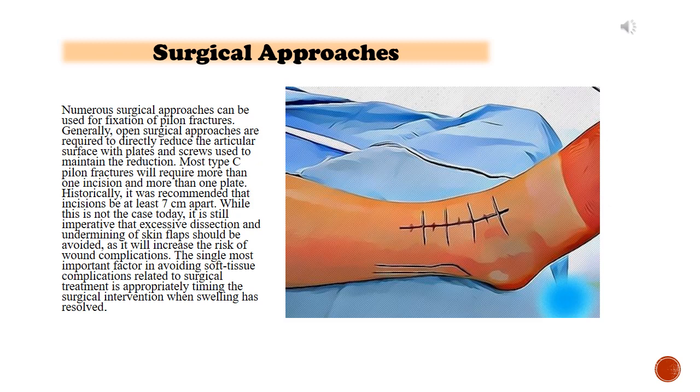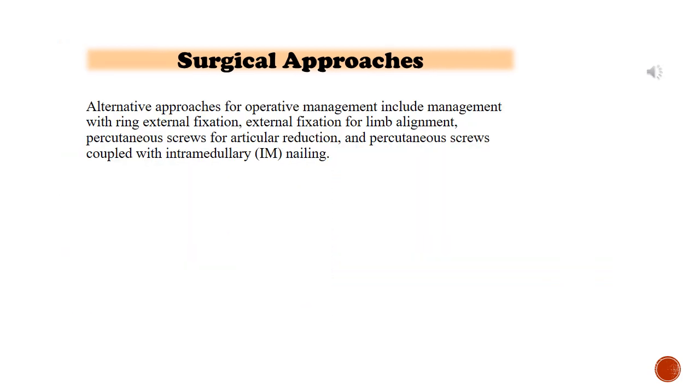Alternative approaches for operative management include management with ring external fixation for limb alignment, percutaneous screws for articular reduction, and percutaneous screws coupled with intramedullary nailing.